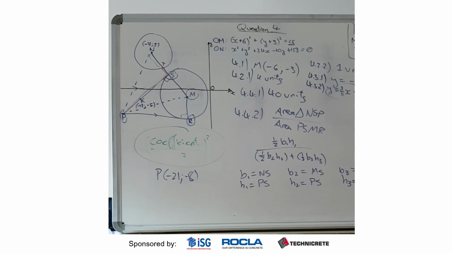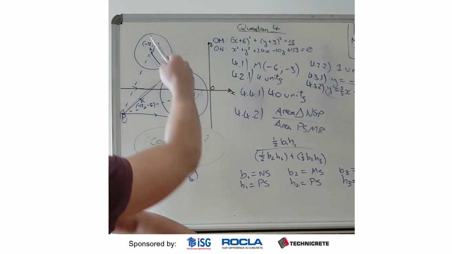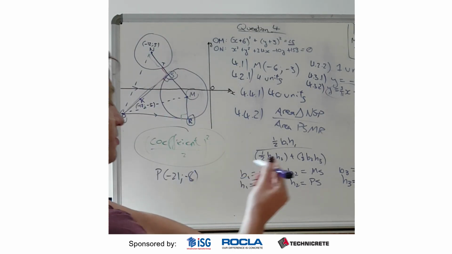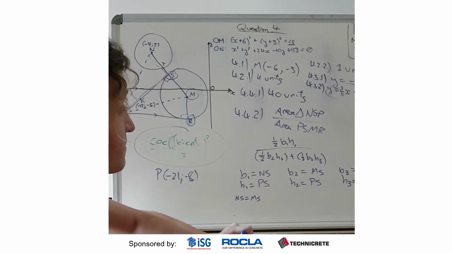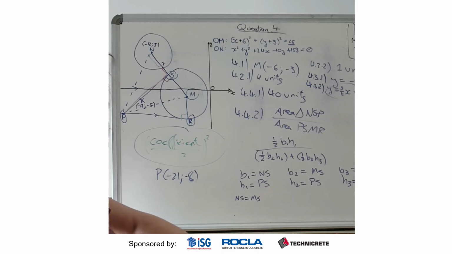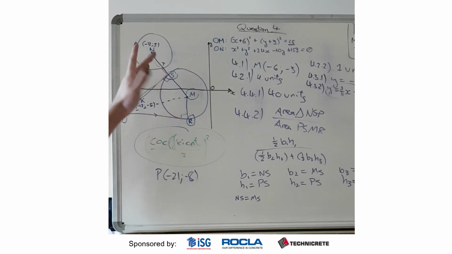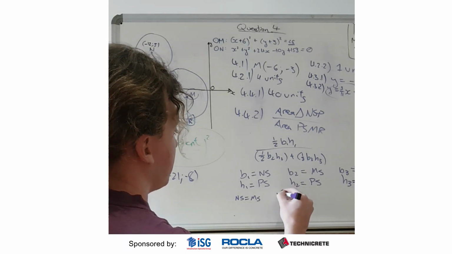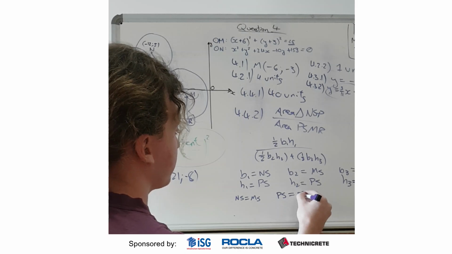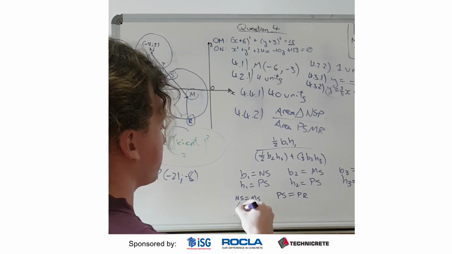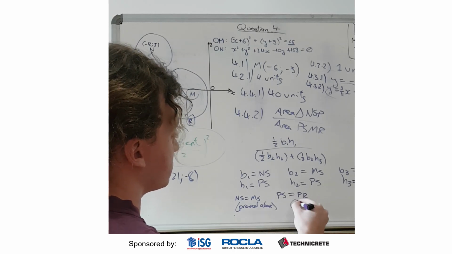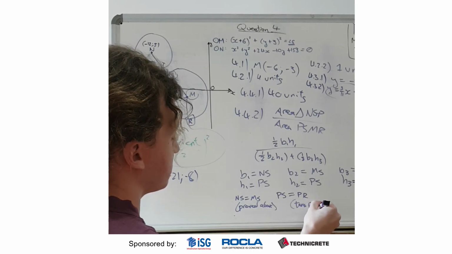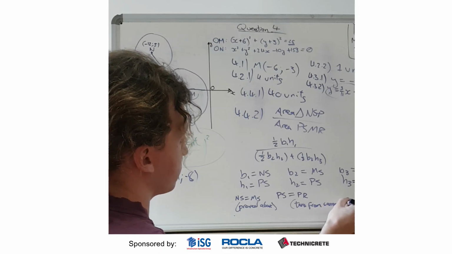Okay. In previous questions, we've already seen that S is the midpoint of NM, right? Therefore, NS is equal to MS. We also know, because these 2 lines, PS and PR, are tangents coming from the same point, that they are also of equal length. Right, so we can call this proved above. And this is tans from the same point.